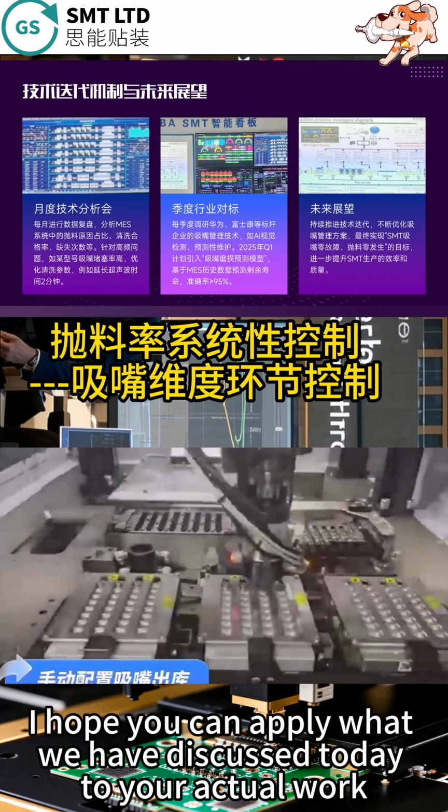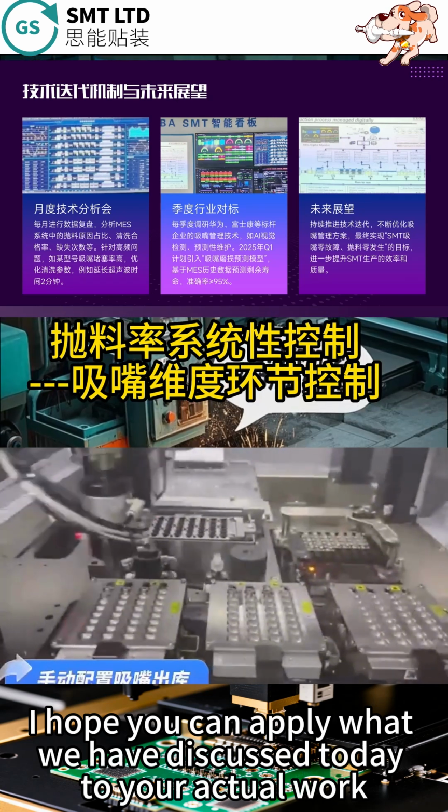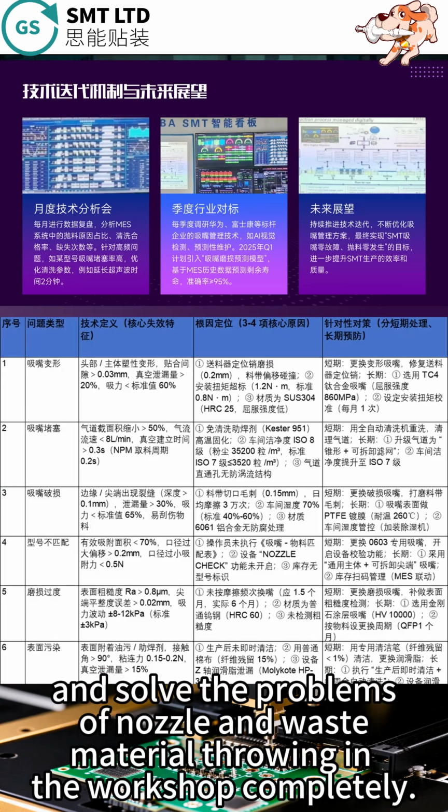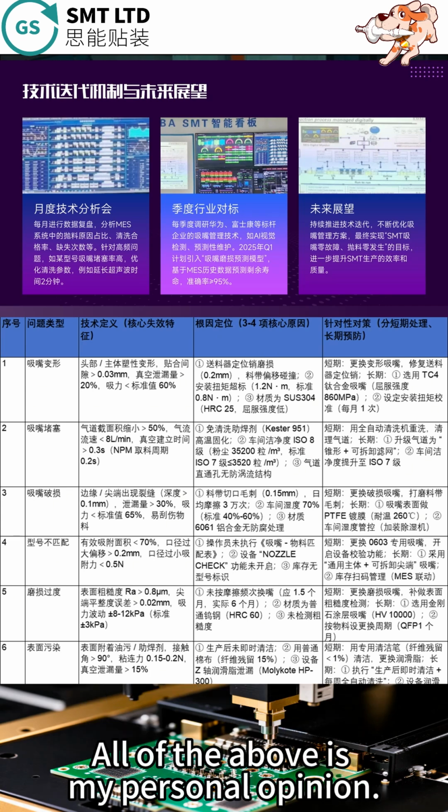I hope you can apply what we have discussed today to your actual work and solve the problems of nozzle and waste material throwing in the workshop completely. All of the above is my personal opinion.